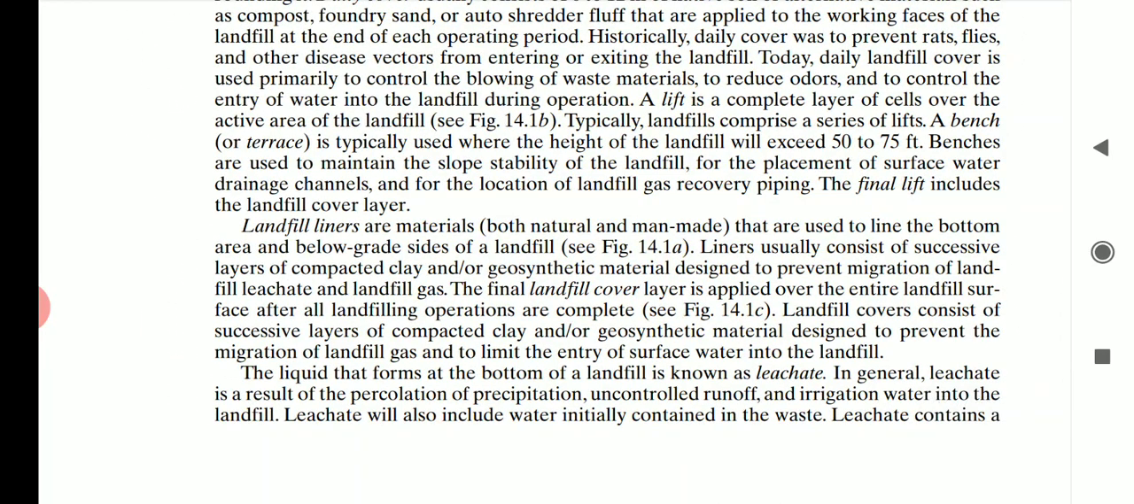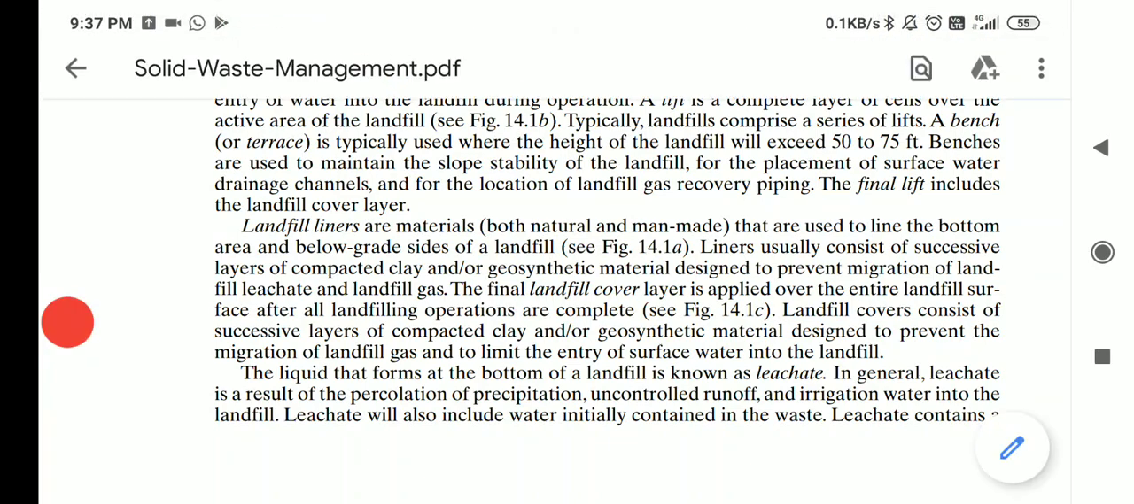Once the municipal solid waste, the organic material, decomposes, it releases methane gas and a black colored liquid called leachate after the decomposition of solid waste. For example, if you keep some vegetables for putrefaction, that is for decomposition, after that you can see some black colored liquid flowing out of that.